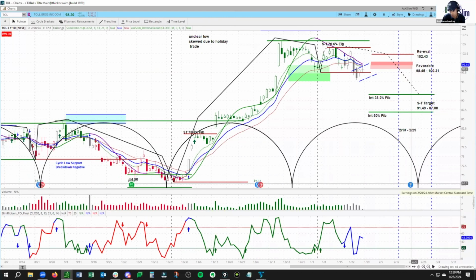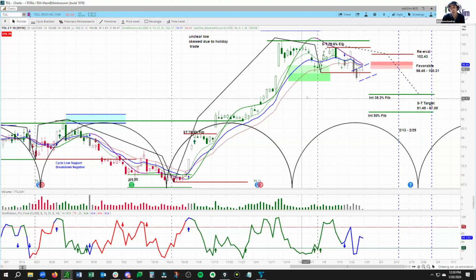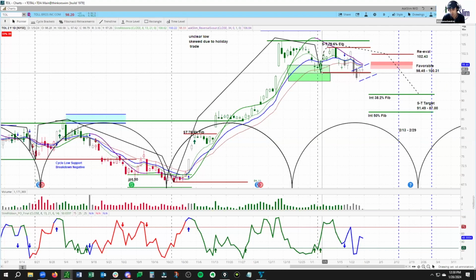Keep in mind there is earnings here. We will not have this on as a short idea going into earnings. This will be pulled prior to that. We don't hold any trade ideas into earnings since anything can happen on earnings, as we have seen.